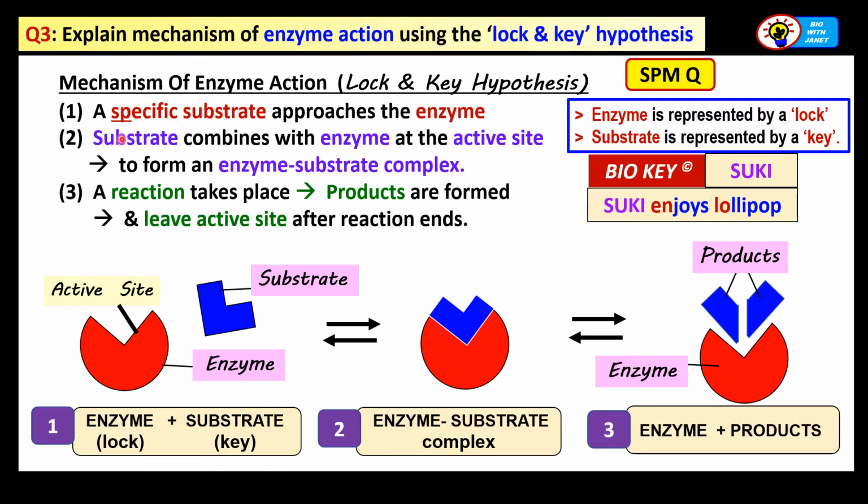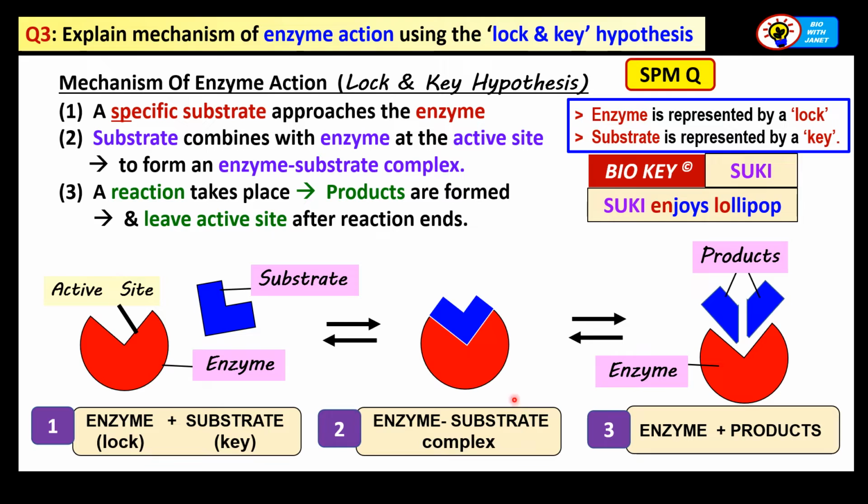Remember that. So a specific substrate will first approach the enzyme. This is the first step. The specific substrate approaches the enzyme, and then the substrate combines with the enzyme at the active site. So this surface here or depression here represents the active site in which the substrate must fit in. The 2 shapes must match each other and be complementary to each other. So this will form an enzyme substrate complex. So this is an important term, enzyme substrate complex.